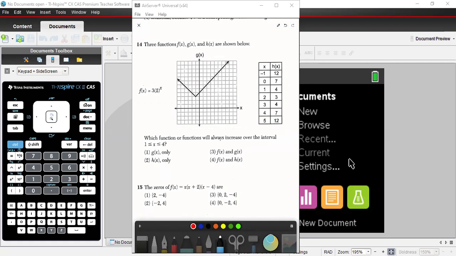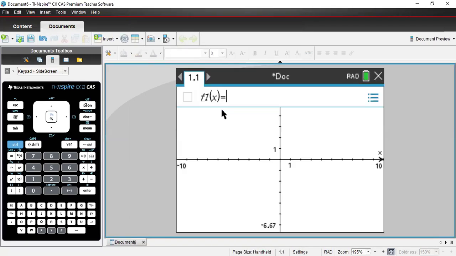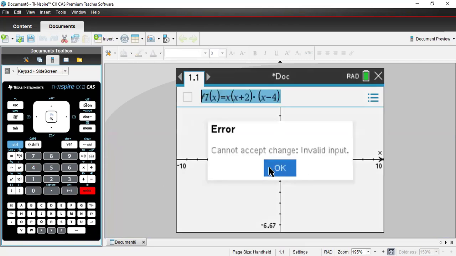All right, so first thing I'm going to do, grab the calculator, go to the tab that has the graph function. And then I'm going to enter the function here. So I'm going to go x, parentheses x plus 2, parentheses, and then x minus 4, and then press enter. And I get this error message.